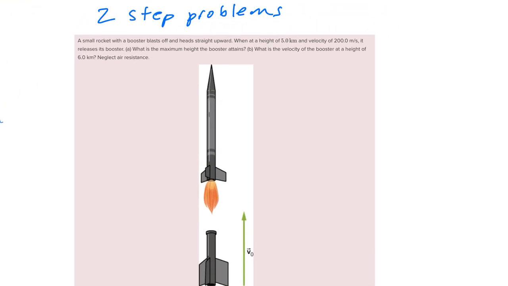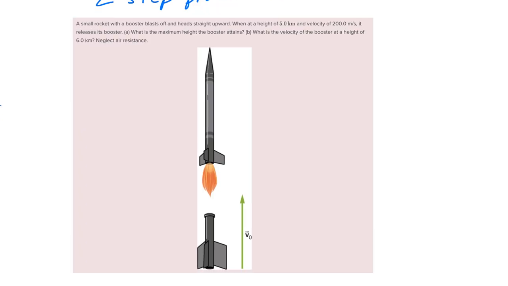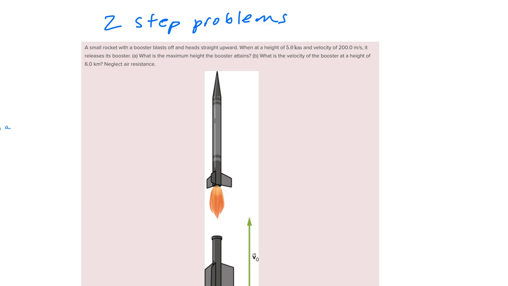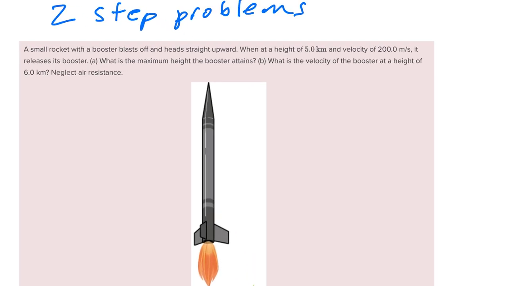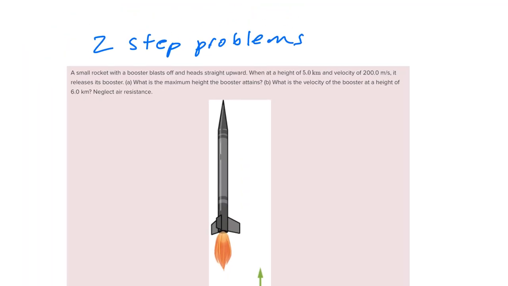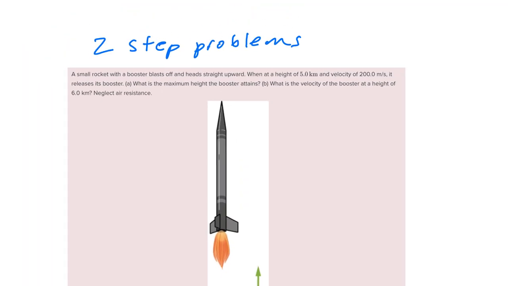Okay, so two-step problems. Yuck. I know I'm doing this because on Positive Physics they have one like this. A small rocket with a booster blasts off and heads straight up, and when at a height of 5 kilometers, the booster is released. What is the maximum height the booster attains?